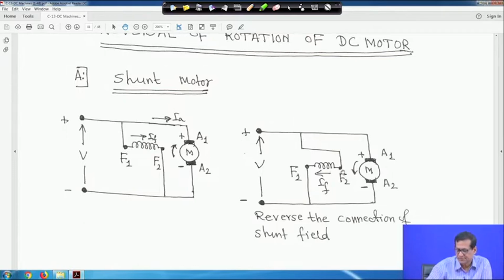This connection is flowing F2 to F1, and torque is proportional to the product of phi into Ia, and phi is proportional to the field current. So as your field winding current is reversed, the machine will rotate in the opposite direction. Here it is shown in the clockwise direction. It will rotate in the opposite direction if you reverse only the field winding connection.